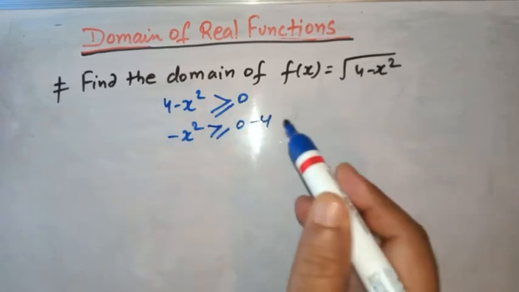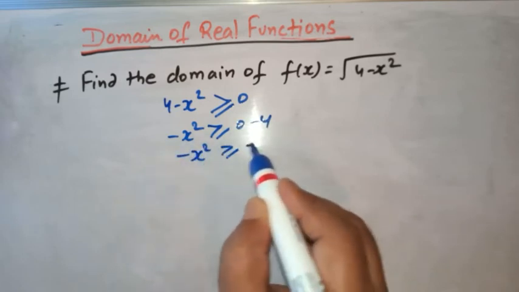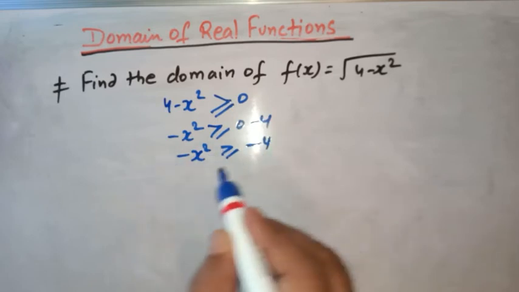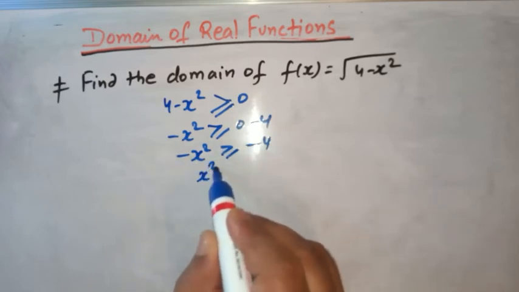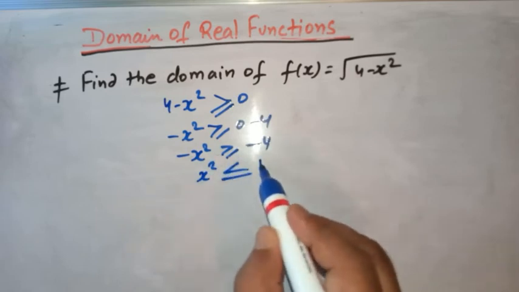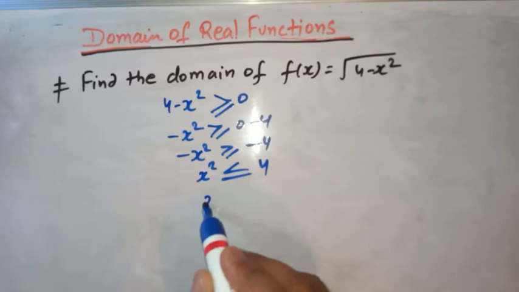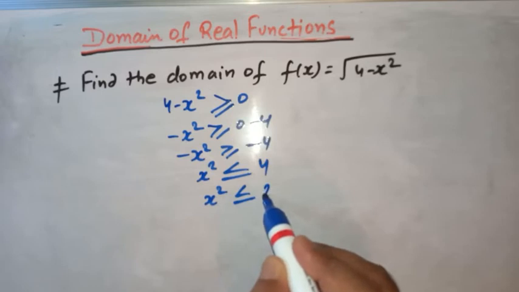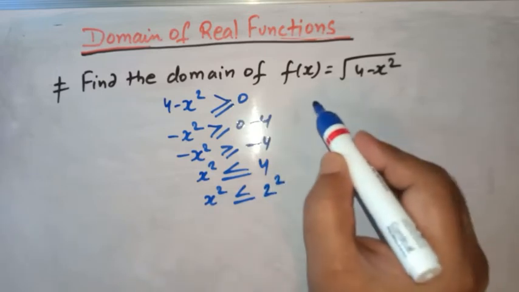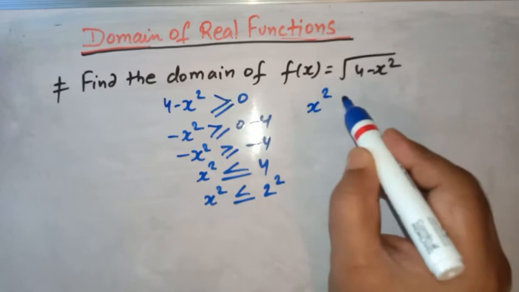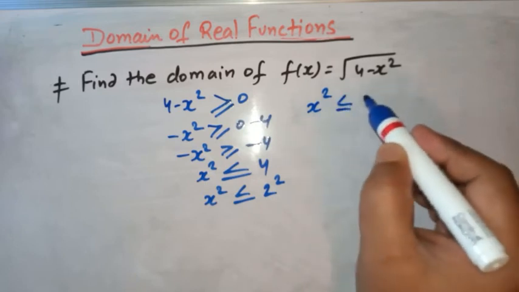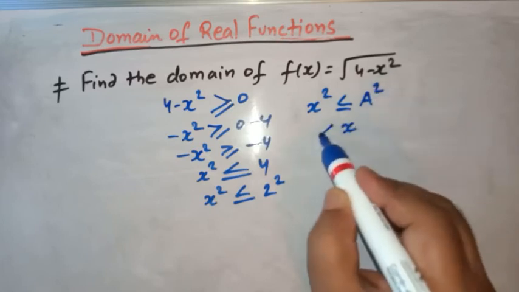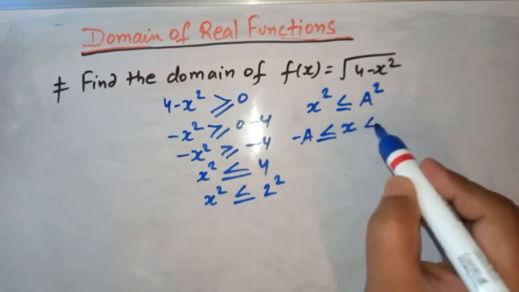So we have 0 minus 4, which is minus x square. This is greater than or equal to minus 4. Multiplying both sides by a negative sign, we have x square, and the inequality gets reversed, so this is less than or equal to 4. Or we can write it as x square is less than or equal to 2 square. Now we know that if x square is less than or equal to some number a square, then x lies between minus a and a.